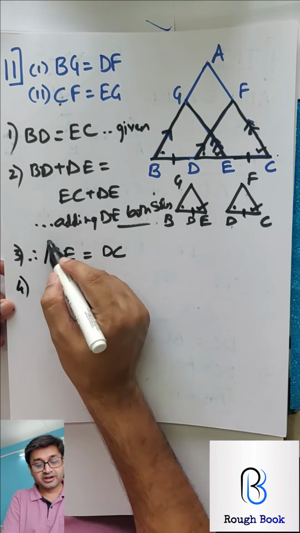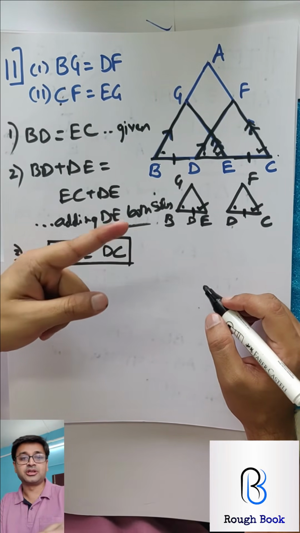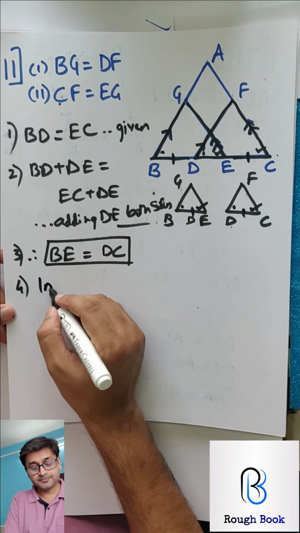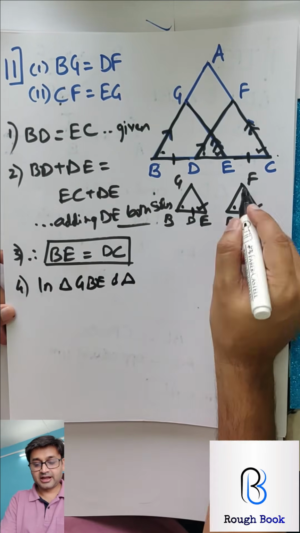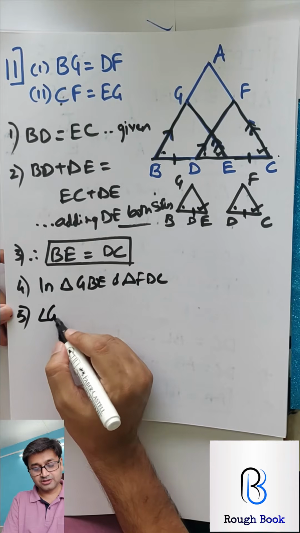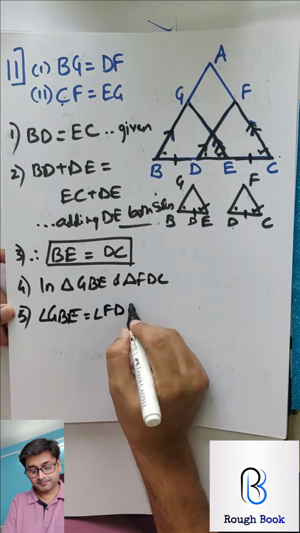So that's how you generate this. Sometimes the third part is not given, we have to generate it. So first generate, then 5 golden steps. So first one, in triangle GBE and triangle FDC. First step, angle GBE is equal to angle FDC.